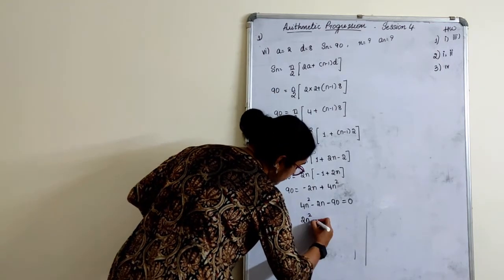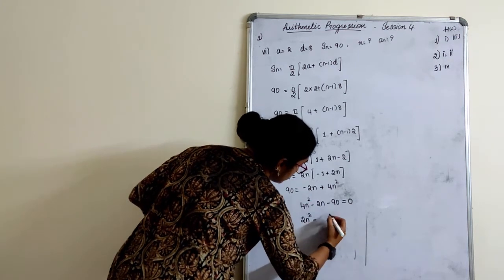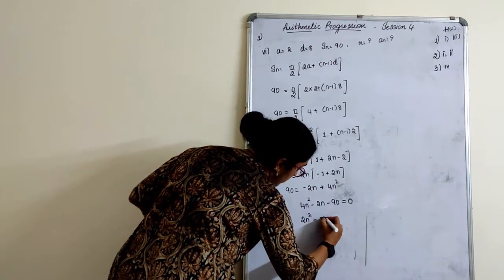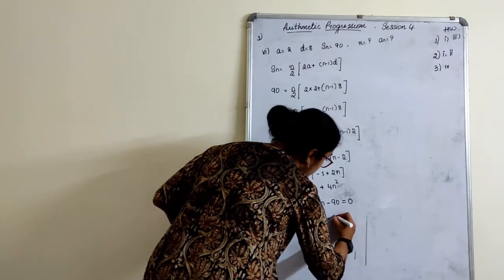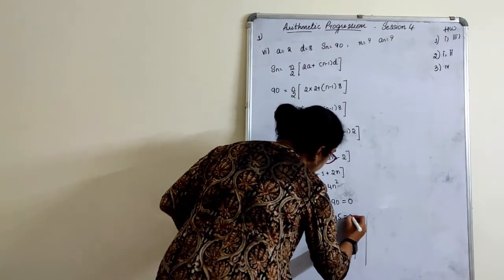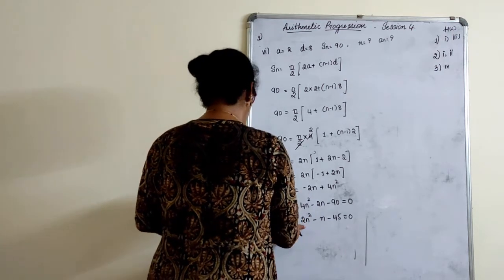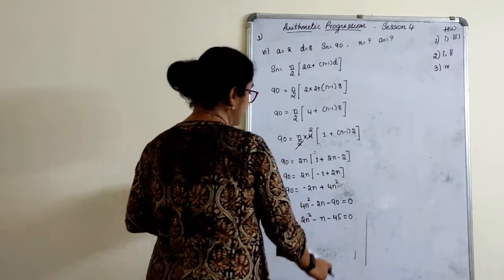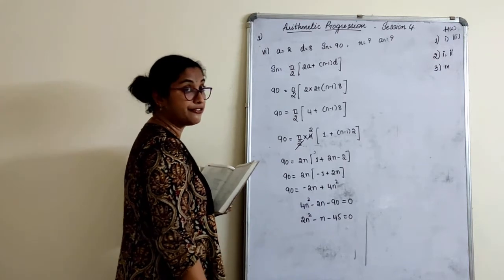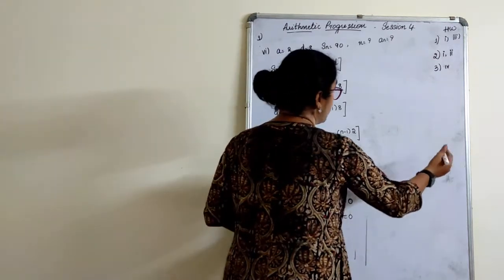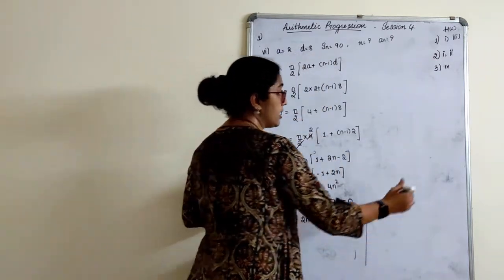2n square minus 2 2s is 4 minus n minus 45 is equal to 0. So that is what we got. So the quadratic equation is in the form of 2n square minus n minus 45. You need to find the factors. So to find the factors, 45 2s is 90.